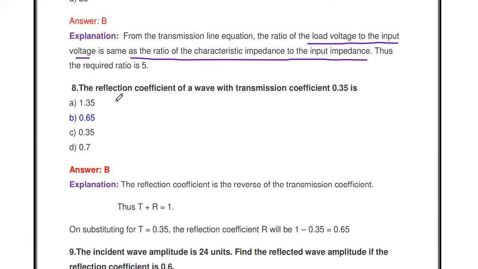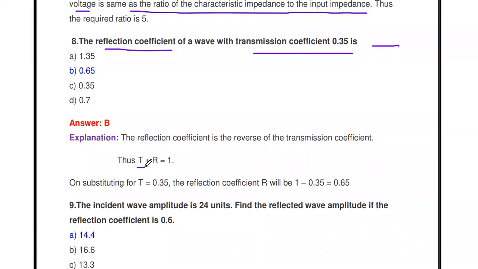The next thing, the reflection coefficient of a wave with transmission coefficient 0.35 is dash. Here the transmission coefficient is given, and we have to find the reflection coefficient. The reflection coefficient and the transmission coefficient both are inverse. The addition of the reflection coefficient and the transmission coefficient value is always 1. The reverse of reflection coefficient is the transmission coefficient.